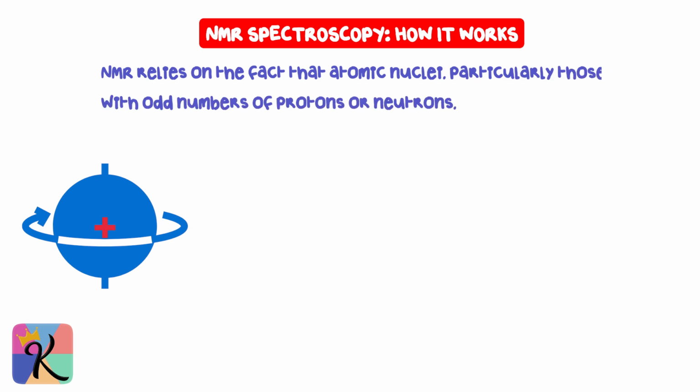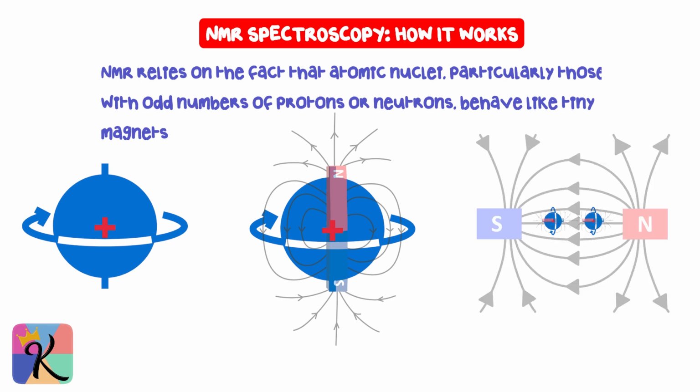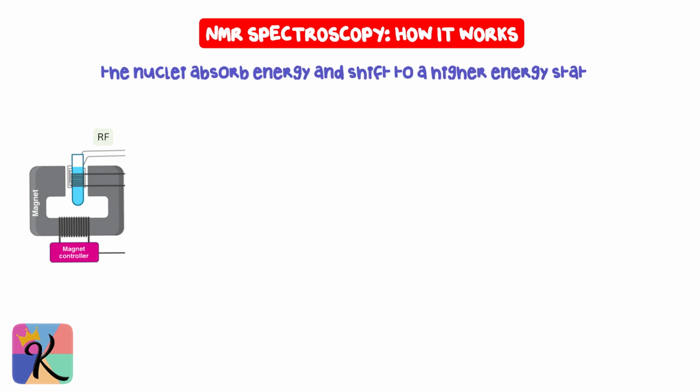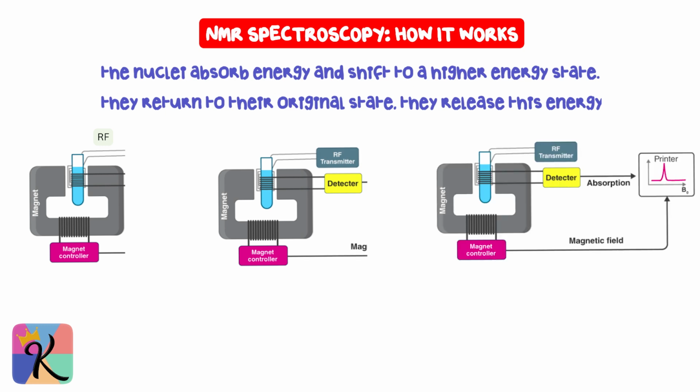At its core, NMR relies on the fact that atomic nuclei, especially those with odd numbers of protons or neutrons, act like tiny magnets. When these nuclei are placed in a strong magnetic field, they align either with or against the field, creating distinct energy levels. When we apply a pulse of radio frequency, RF radiation, to the sample, the nuclei absorb the energy and shift from a lower energy state to a higher one. Once the RF pulse is removed, the nuclei release this energy as they return to their original state. This release of energy can be detected and converted into a spectrum.